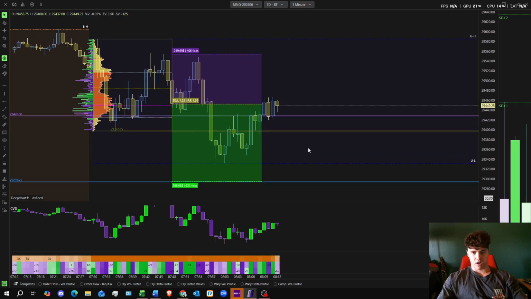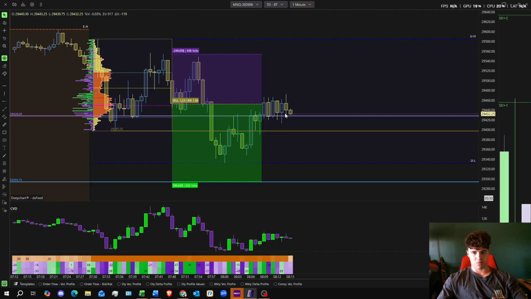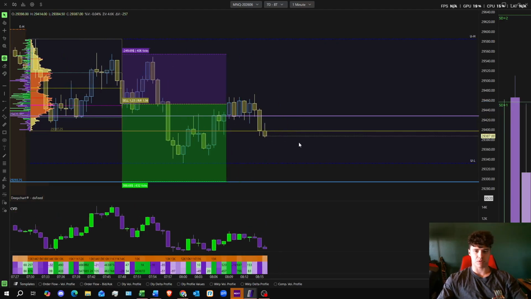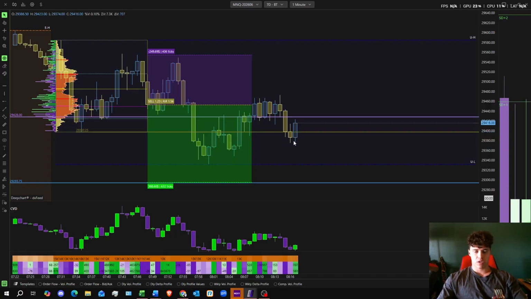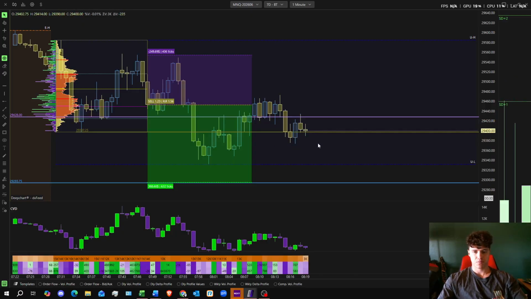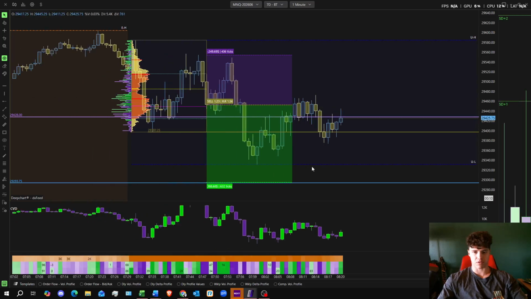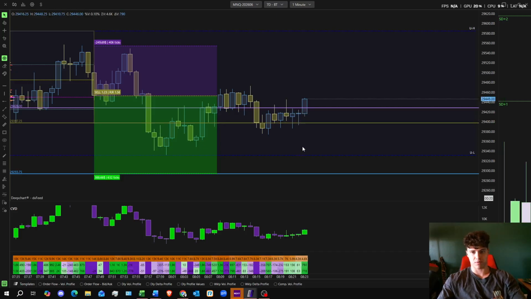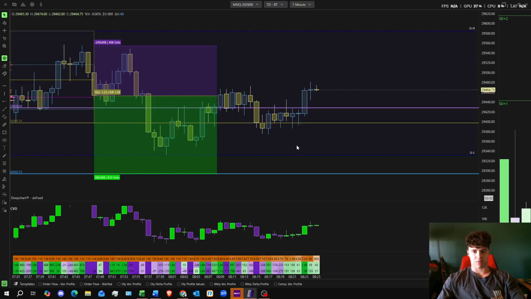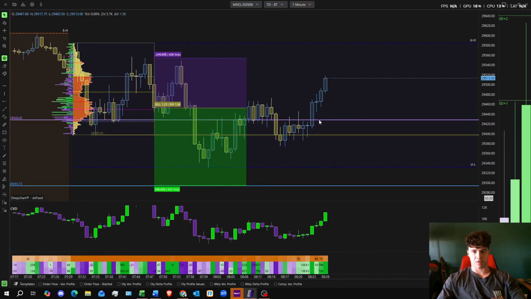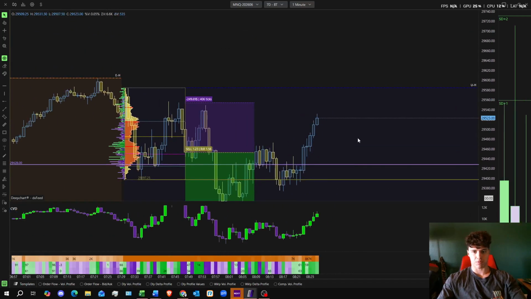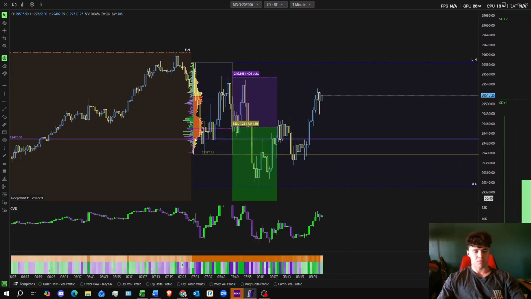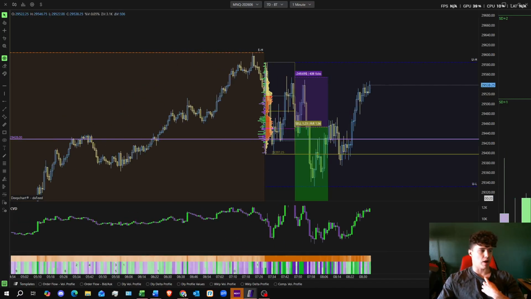And then I did not catch this long. There was a good long here. We are using this now as support, this POC. And then we come down. And was there a CVD here? There wasn't a CVD here. Honestly, this is not the clearest long. This could still definitely go down. But that right there, that rip up above the POC, that's pretty good. So I'm just going to speed through the rest of this, because I didn't take another trade till a while later.